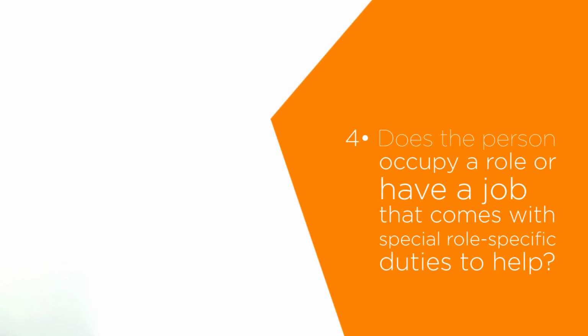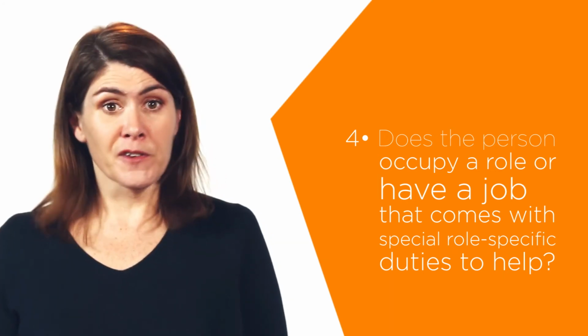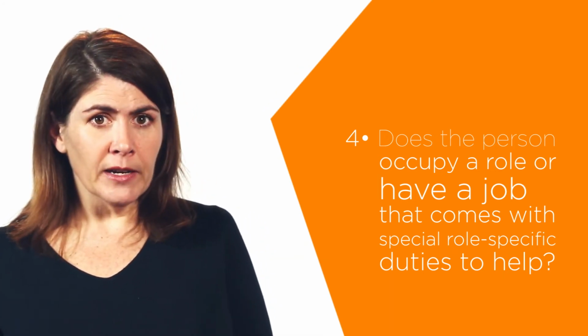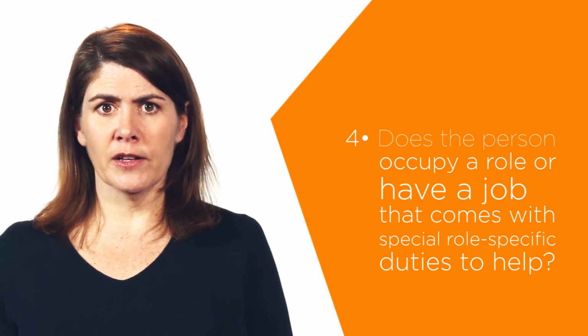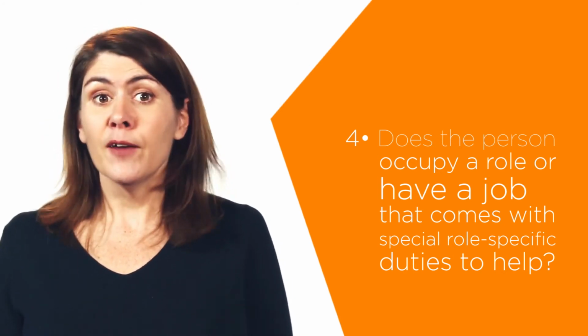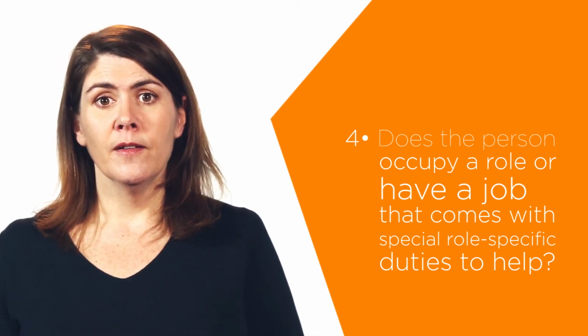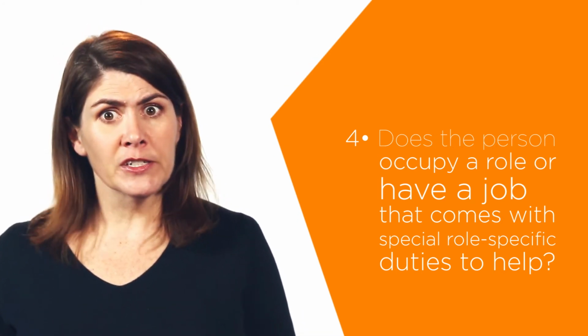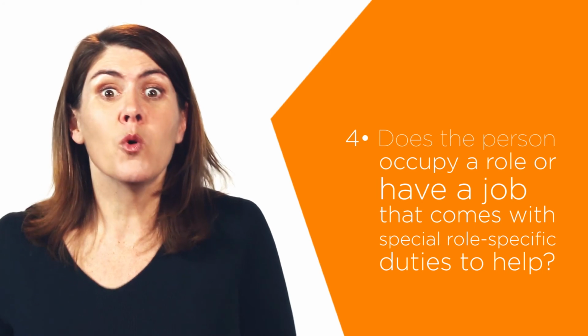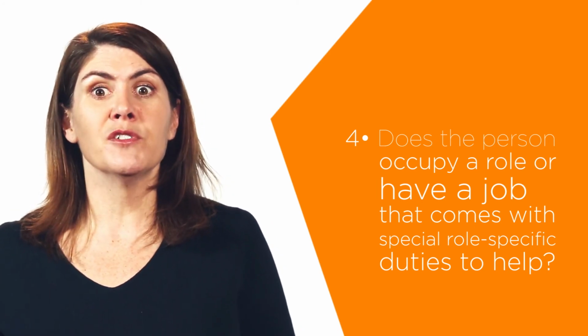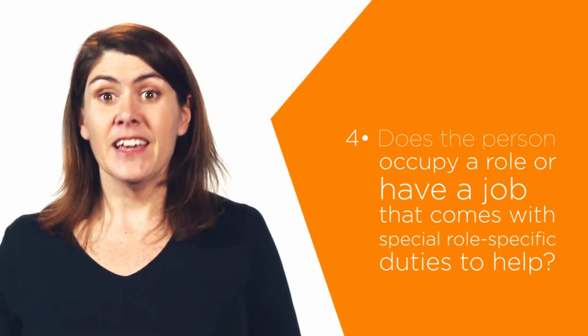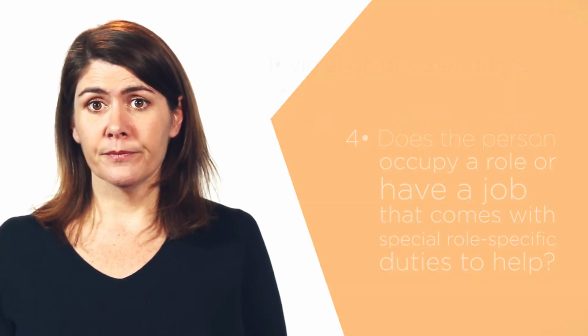Fourth, does the person occupy a role or have a job that comes with special role-specific duties to help? If there's a lifeguard working at the pool where I'm drowning, I have an especially strong claim on her help. After all, that's what she's been hired to do, save people from drowning. The requirement for her to help me is different and even more stringent than the requirement for the bystanders to help me. It's part of her job.